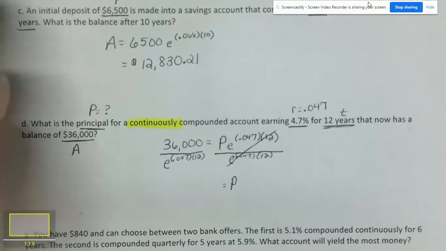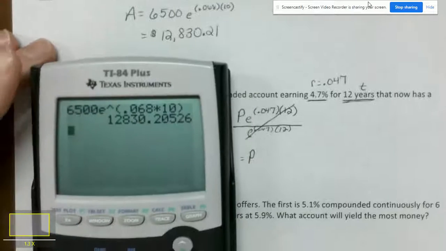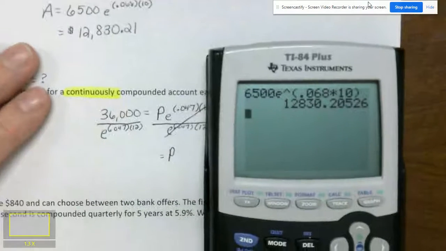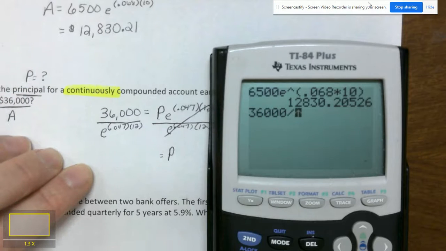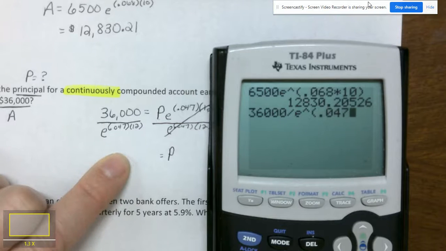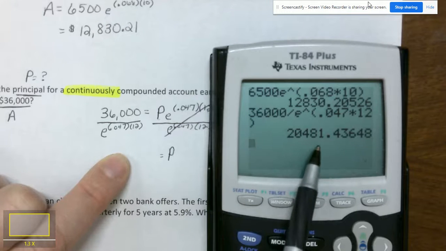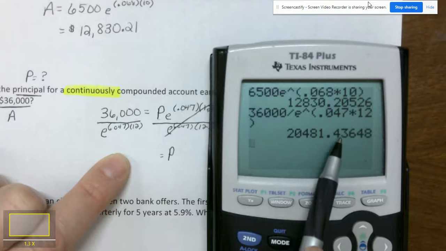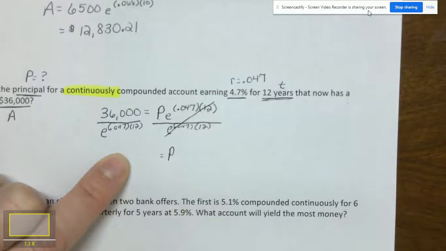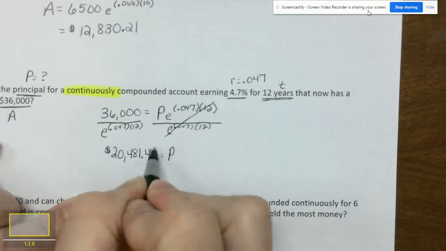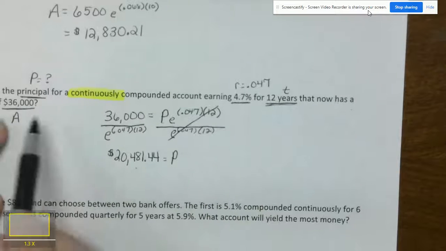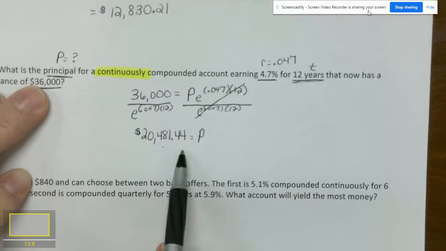Okay? So when I go to my calculator this time, I'm keying in 36,000 divided by Euler's number raised to the 0.047 times 12. All right, and we get $20,481.44, since that's a 6 on the end. So we get $20,481.44. And that was our principal, our initial investment.